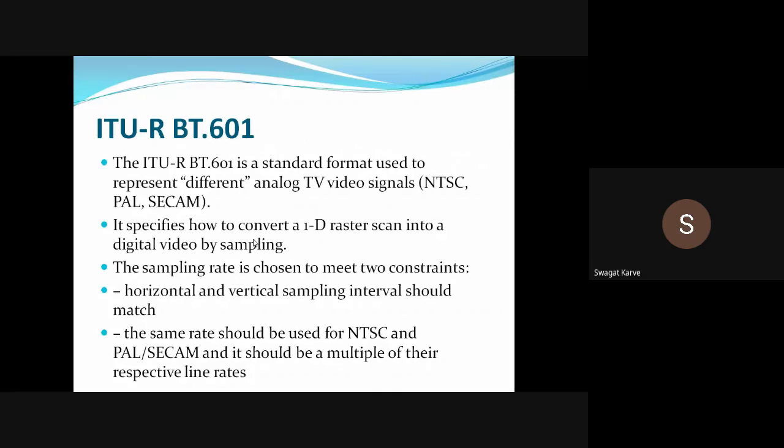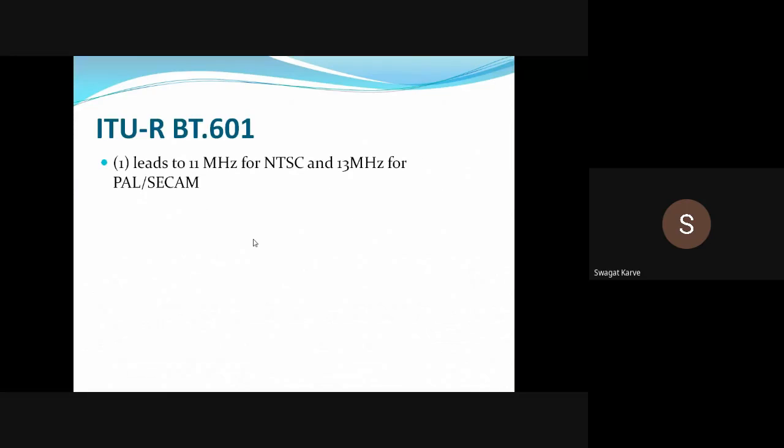दॅट मीन्स दॅट हॉरिझॉन्टल अँड व्हर्टिकल सॅम्पलिंग रेट, राईट, इट शुड बी अ मल्टिपल ऑफ दॅट रिस्पेक्टिव्ह सिस्टीम. दॅट मीन्स NTSC सिस्टीम साठीचा जो लाईन रेट आहे, तर तो सॅम्पलिंग रेट तुम्ही जो सिलेक्ट करणार आहात तो त्या लाईन रेटचा मल्टिपल पाहिजे. ही कंडिशन मॅच होणं गरजेचं आहे. Then and only then it's easy to convert that 1D raster scan into a digital video. Okay, now we will talk about this ITU RBT 601 standard.